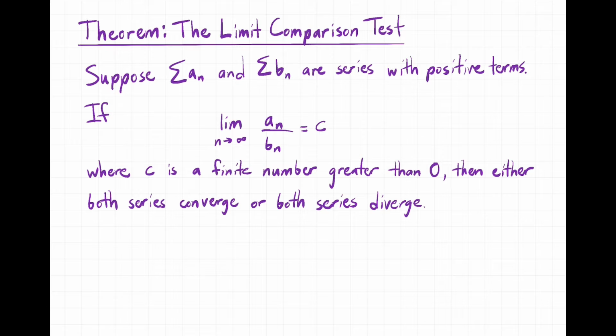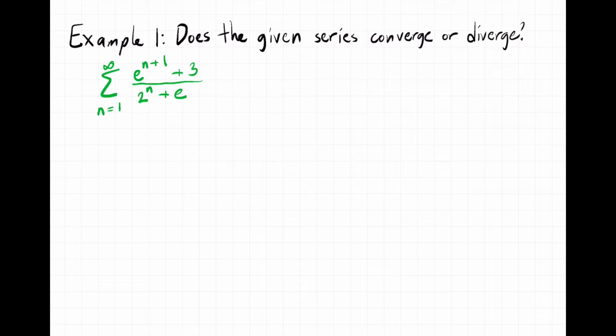Let's see some examples. Let's look at the series, the sum as n goes from 1 to infinity, of e to the power of n plus 1, plus 3, all over 2 to the n plus e. Let's see whether this series converges or diverges.